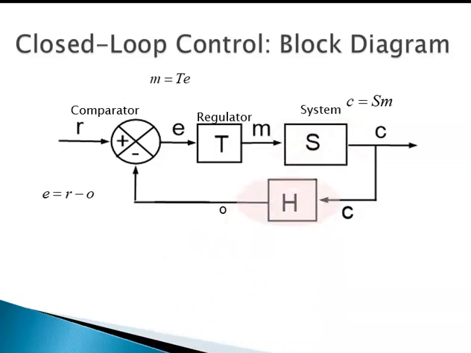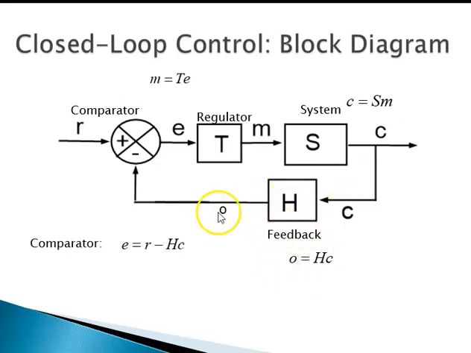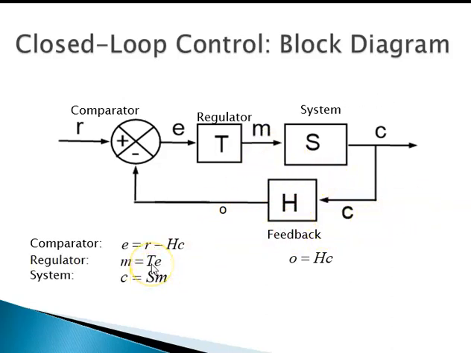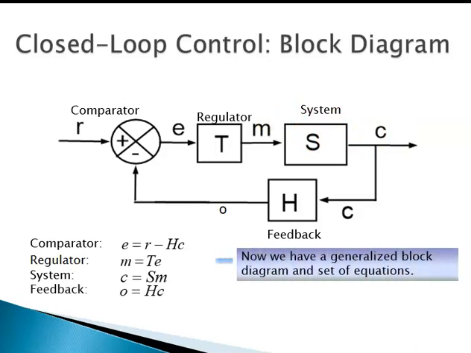And then the last block we have is the feedback element, for which again the output, that is this O coming out of the block, is H multiplied by the input C, and this we call the feedback element. We'll try to write all the equations in one place systematically. For the comparator, E is equal to R minus HC, because this O is HC. Then for the regulator, M is equal to TE. For the system, C is equal to SM, and for the feedback, O is equal to HC.